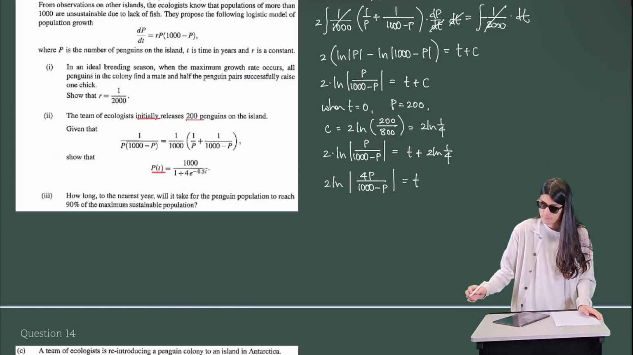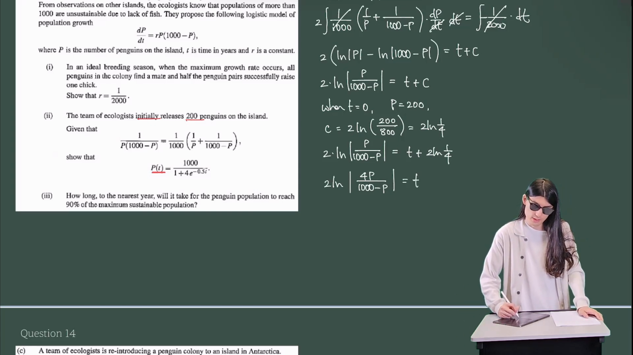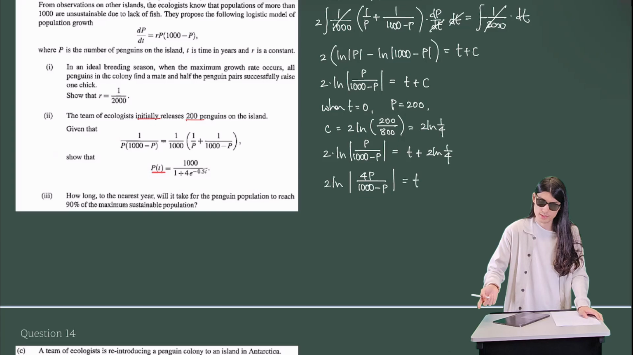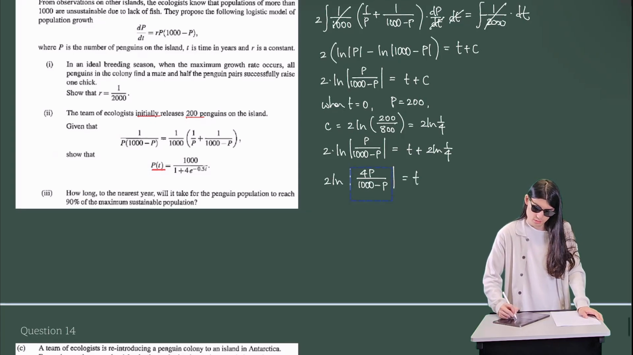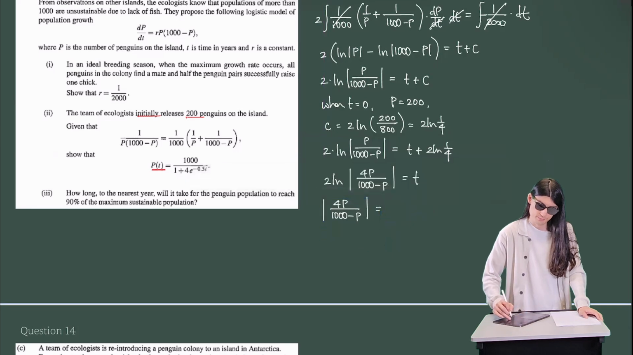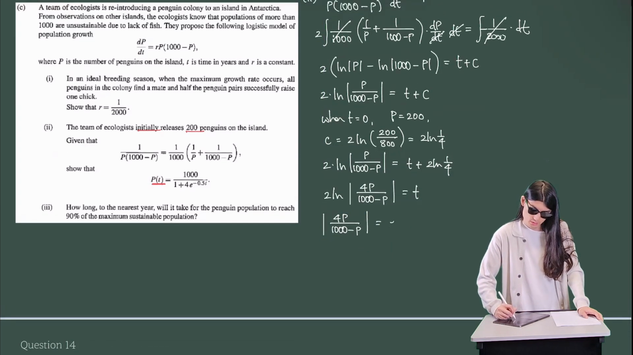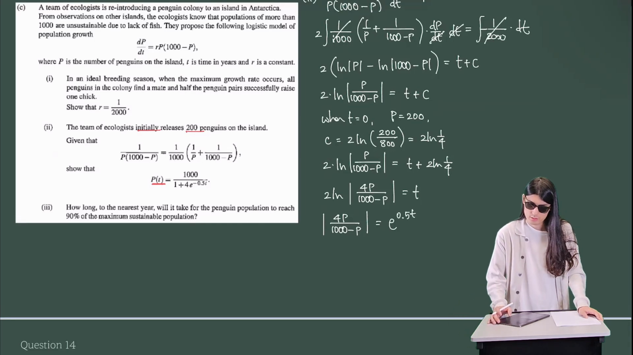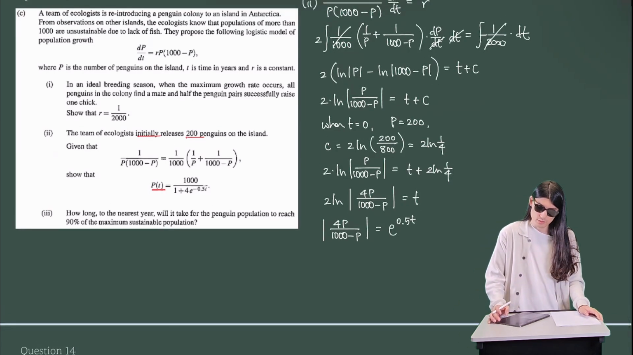Which gives me that. Divide both sides by 2 and then raise both sides to the power of e to make this the subject. e to the power of 0.5t is what you end up with. And that of course means all of this is plus or minus e to the power of 0.5t.